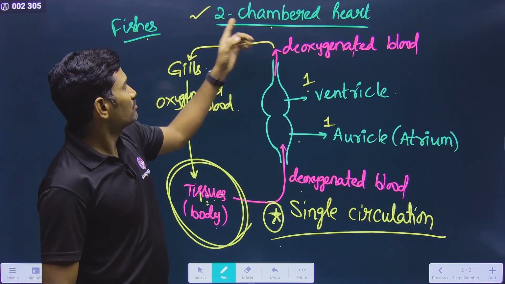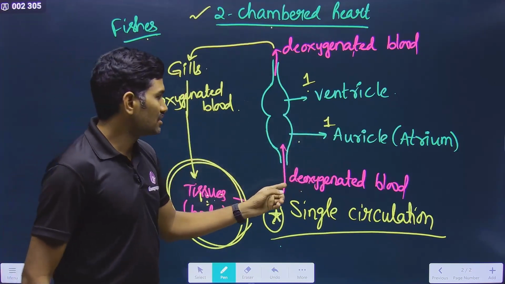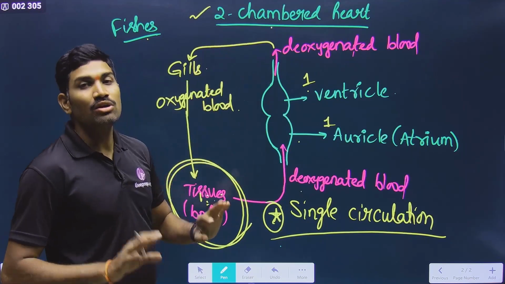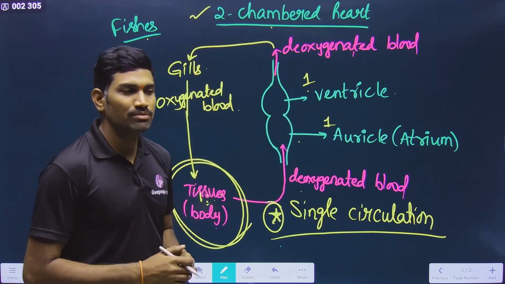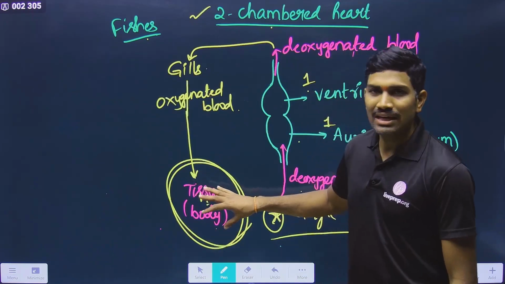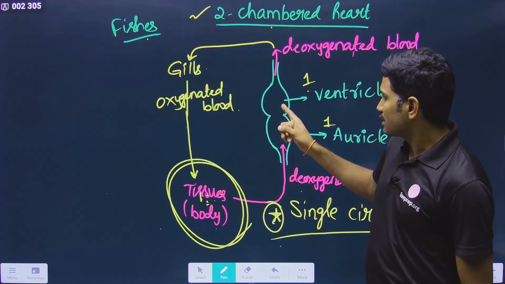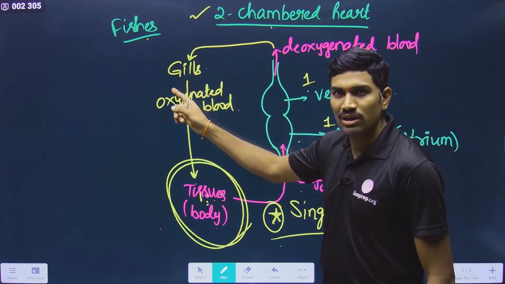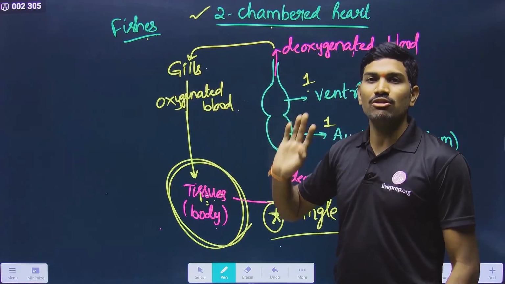And that too, in the case of the 2-chambered heart or the heart of the fishes, the heart is collecting deoxygenated blood and it is sending deoxygenated blood also. This is the most important point that you need to understand very clearly. Whereas tissues are getting oxygenated blood from where? Are they getting oxygenated blood directly from the heart? No. First this deoxygenated blood is going to the gills. From the gills they are directly getting the oxygenated blood.